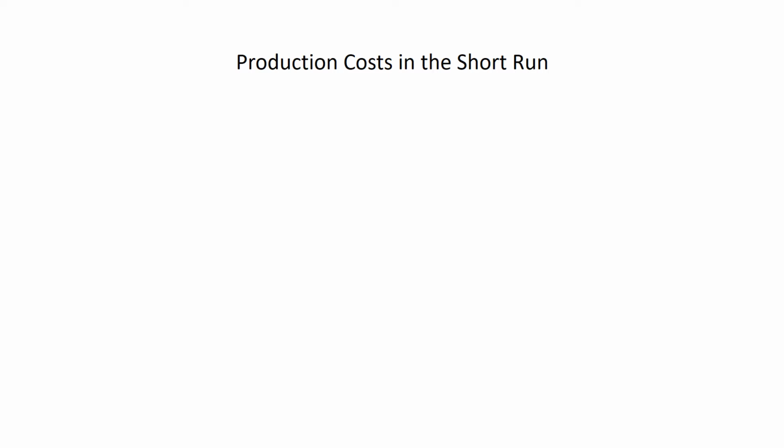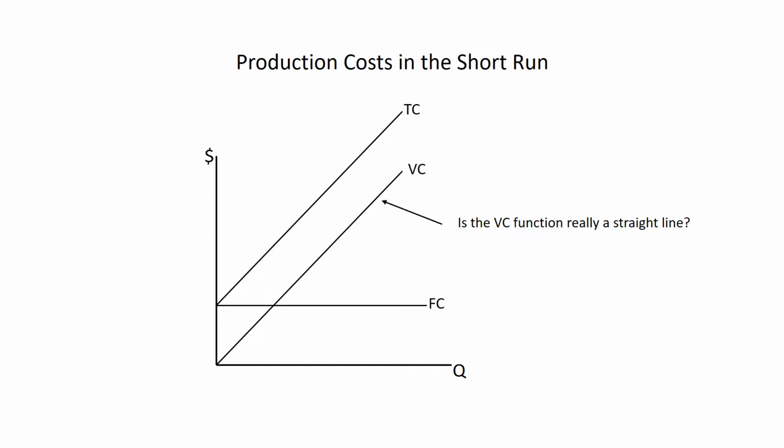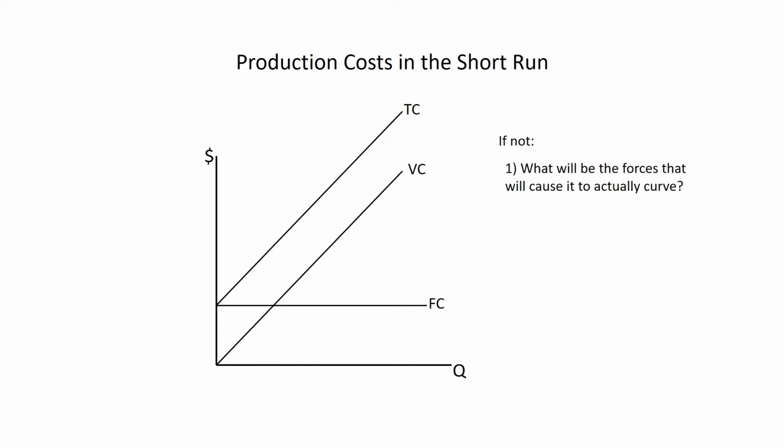In this video, we want to focus on the variable cost function. Specifically, is it really a straight line as indicated here? If not, what will be the forces that will cause it to actually curve? What will be its shape? And how will it affect the shape of the total cost function?